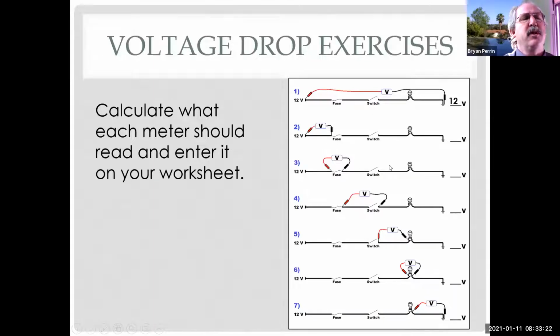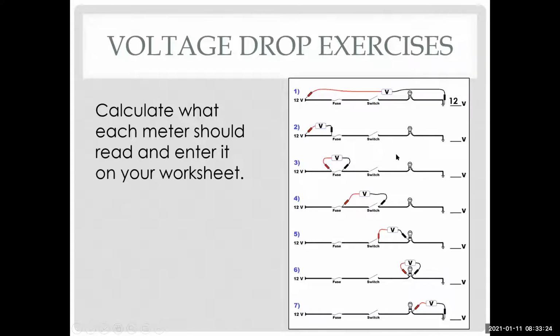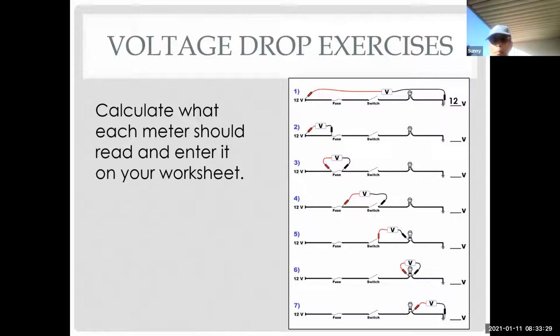But number 2, what's number 2 going to read? 12. 0. Okay, I'm getting both answers here. So let's think about it. We know we have 12 volts from here all the way to the edge of the switch. So if my red lead measures 12 volts and my black lead measures 12 volts, what's the difference between those two? 0. Remember, my meter reads the difference.